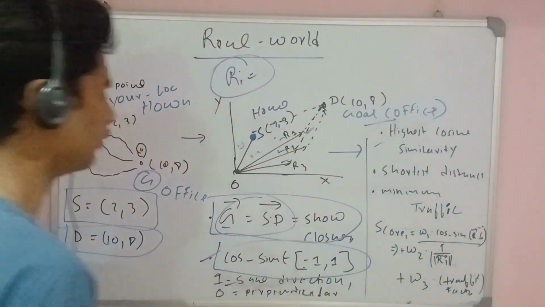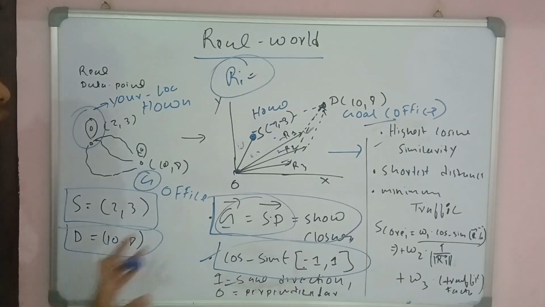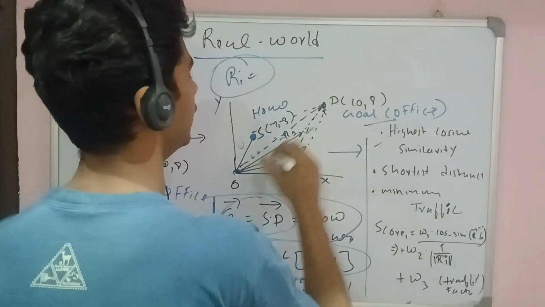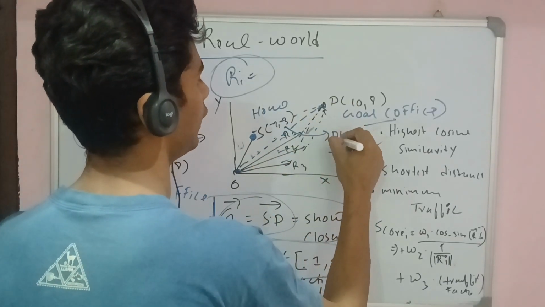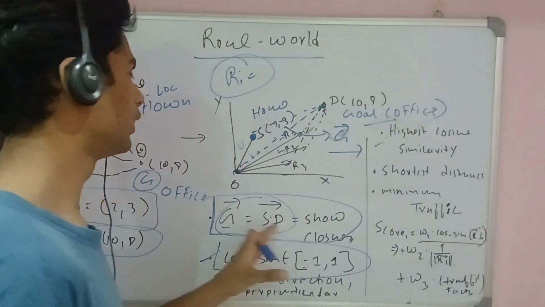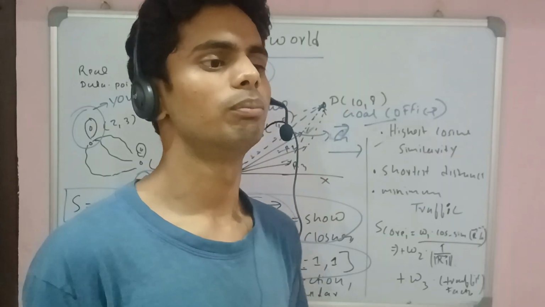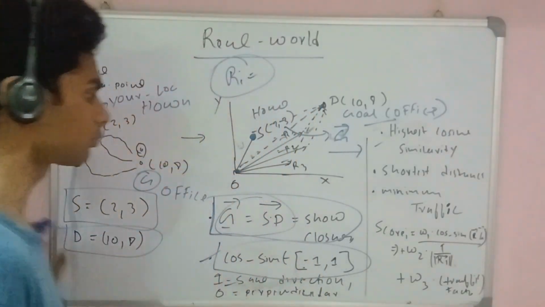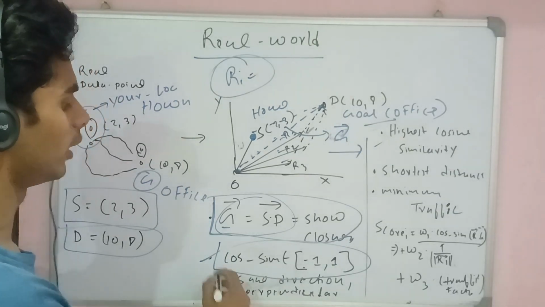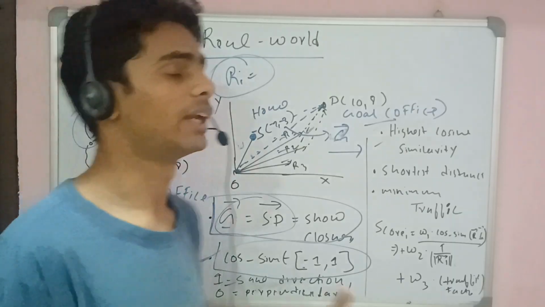So we use the dot product to show the closeness and to find the exact location. We find this goal by taking the dot product of your current location and your destination, your office, multiplying both vectors. If you find this, you are able to find the cosine similarity, and cosine similarity shows the direction of the particular data.